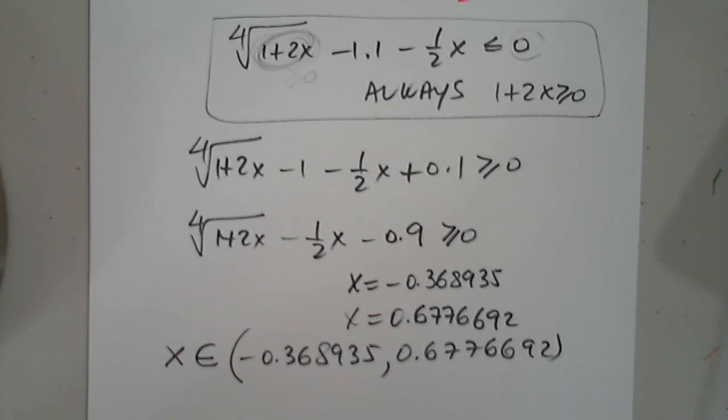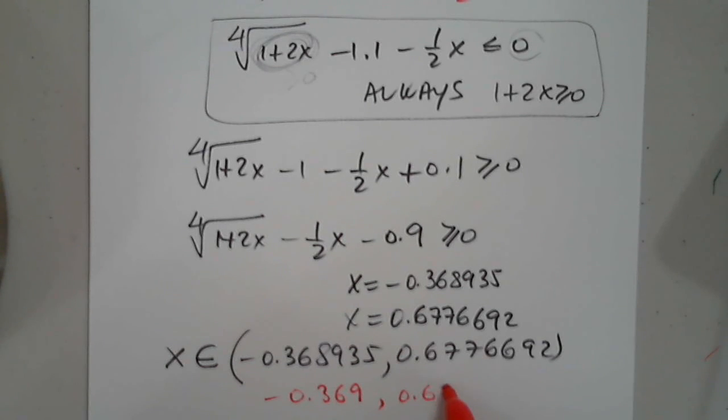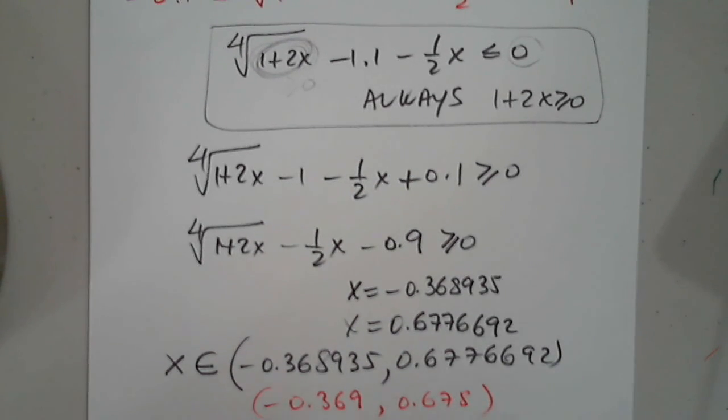So the first inequality has all solutions possible, but the second one is restricted between negative 0.368935 and 0.67766692. They want 3 decimal places. So you will have to enter negative 0.369, comma 0.678. This has to be entered like that. So enter left parenthesis, negative 0 point if you want, 369, comma 0.678. Let me know when you entered it.